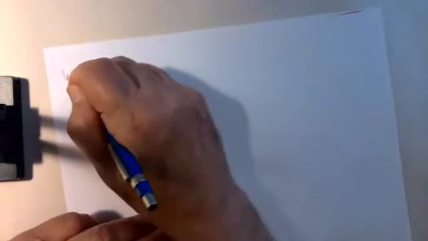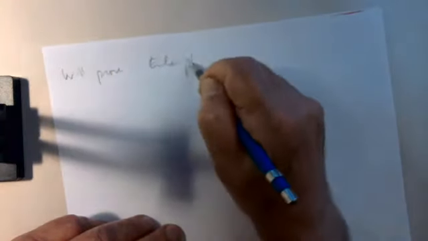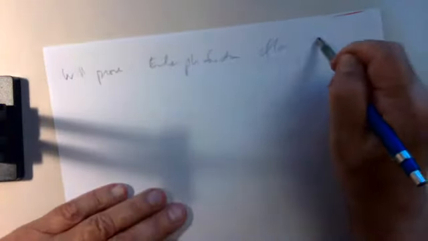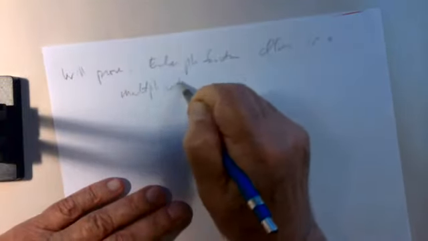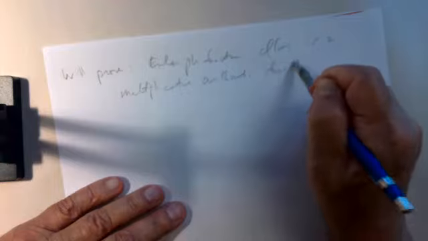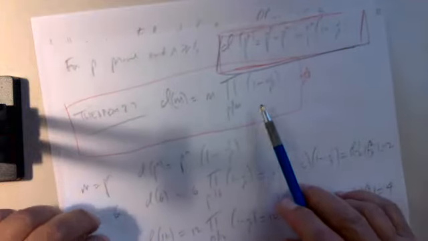So what we will actually prove is that the Euler phi function, phi of m, is a multiplicative arithmetic function. And I'll show that if you can prove that the Euler phi function is multiplicative, that implies this general formula for the value of phi of m.